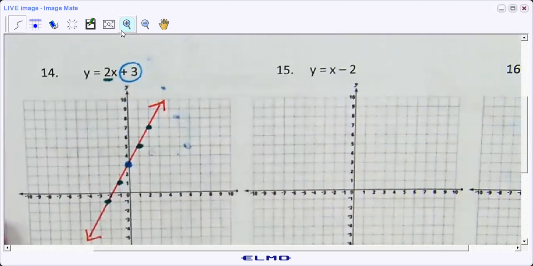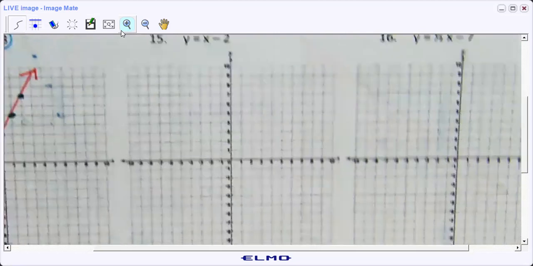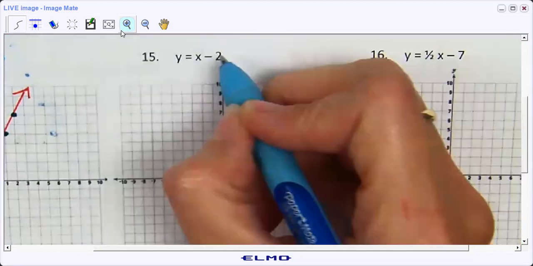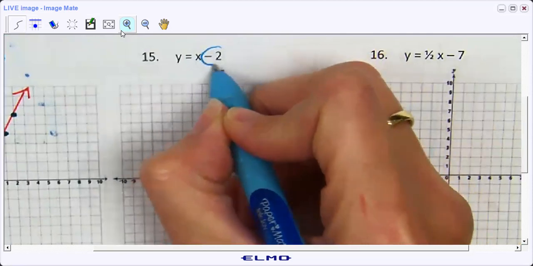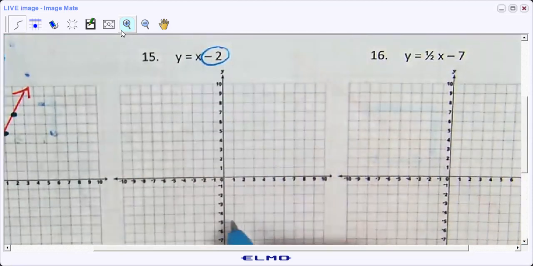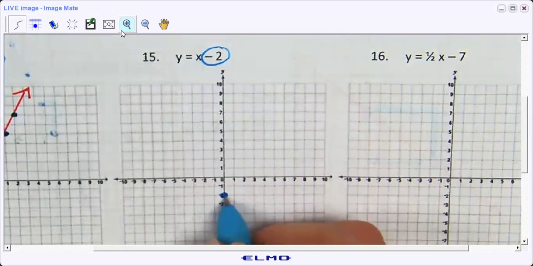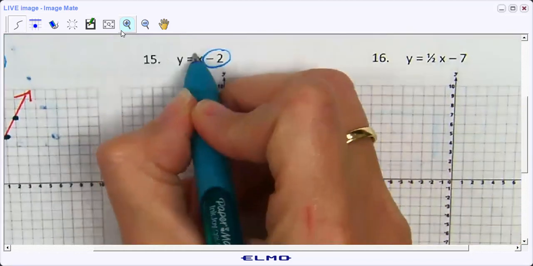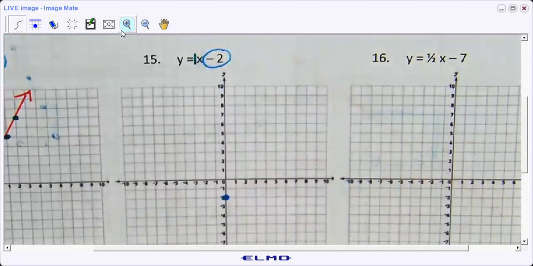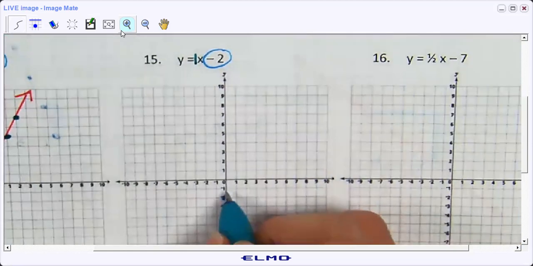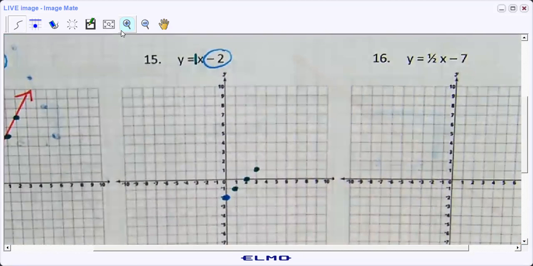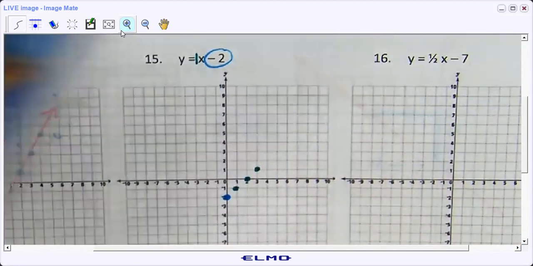All right, let's go to 15. Our y-intercept is 3. I'm sorry, our y-intercept is -2. So let's plot a point at -2. And our slope is, it says just x, but it's 1x. Anytime we have a 1x, we're going to rise 1, run 1. So we're going to go up 1 over 1, up 1 over 1, up 1 over 1. Okay. And then you can draw your line.